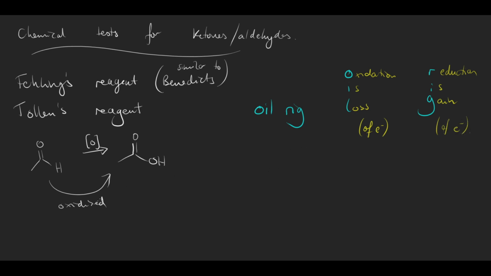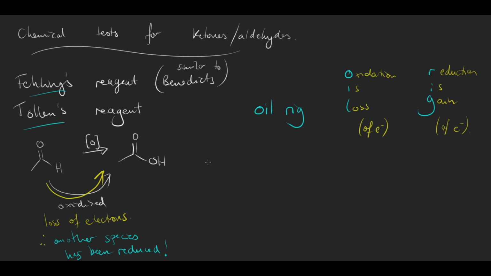So if I've oxidized my aldehyde to my carboxylic acid over here, that means oxidation is loss. That means there has been a loss of electrons. And that must mean, therefore, that another species somewhere has been reduced. And that is the Fehling's reagent and the Tollens reagent. They are what get reduced.